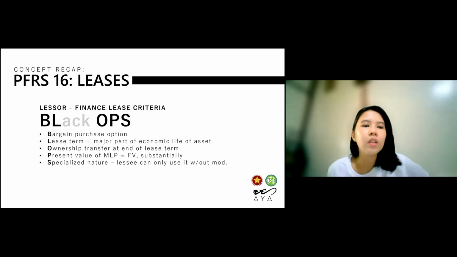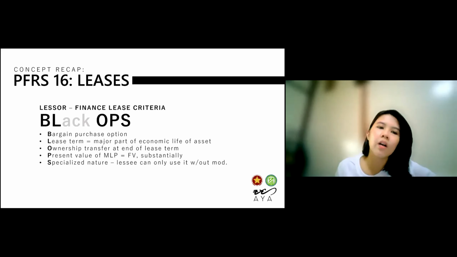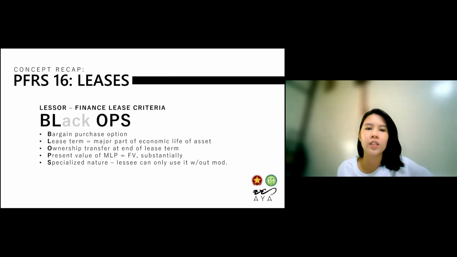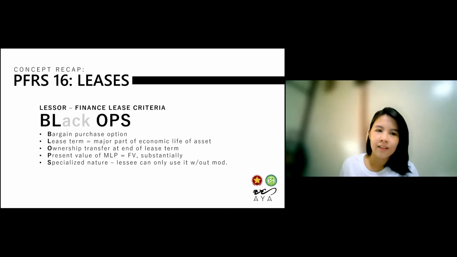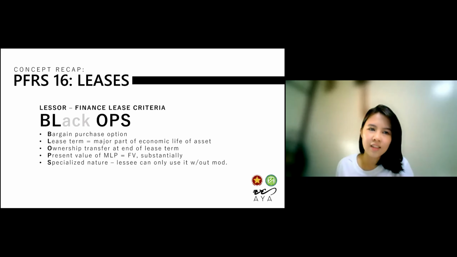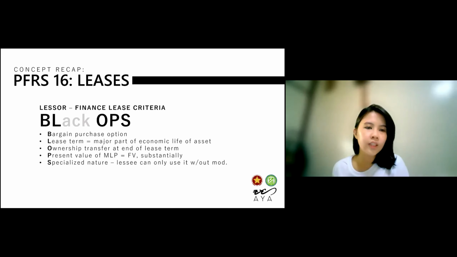So for L, it's the lease term if it consists of the major part of the economic life of the asset. O is for ownership transfer at the end of the lease term. So if the contract states na magta-transfer na kay lessee yun at the end of the lease term, then sa kanya na yun, di ba? Finance lease i-account ni lessor yung transaction. Kasi more likely magta-transfer na yun kay lessee.